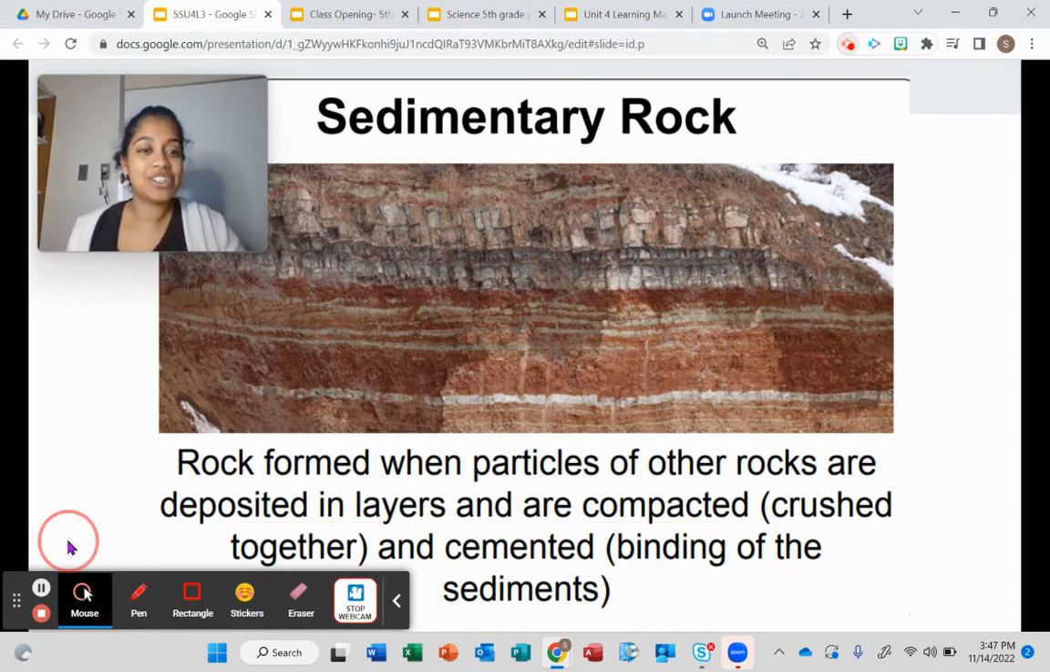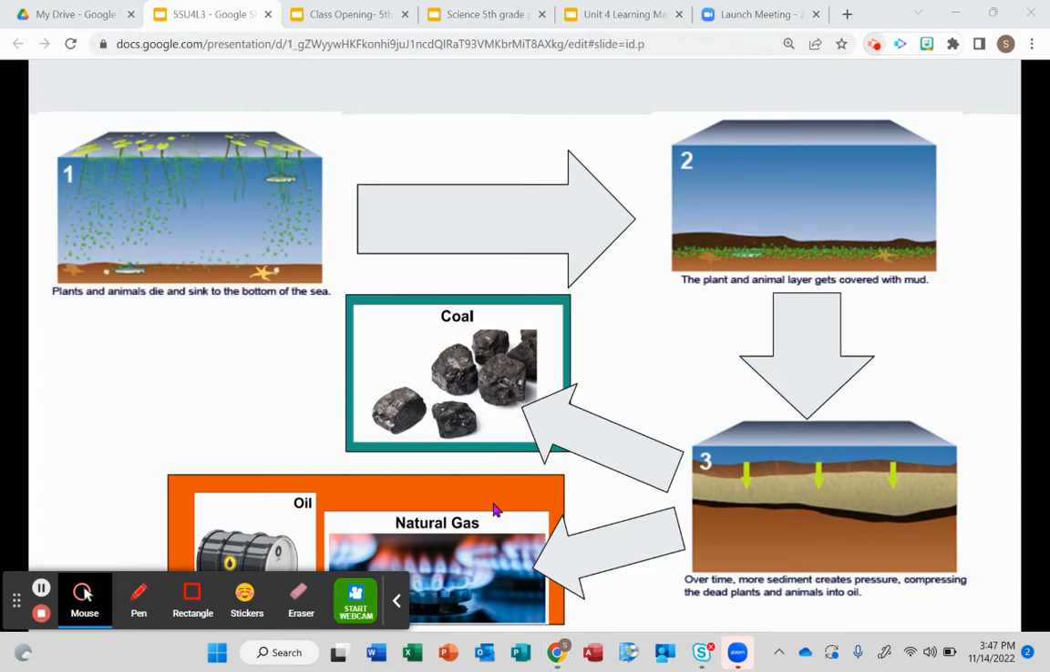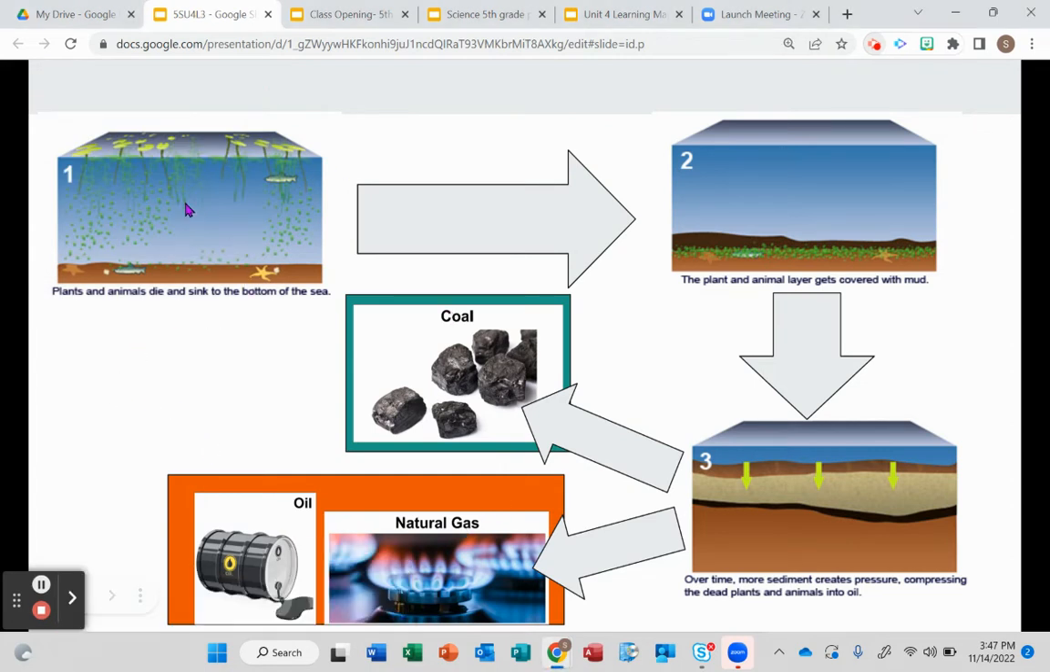All right, now let's go into our actual lesson for today. I'm going to go ahead and close out my face so you guys can see that. From last time, we went over how fossil fuels are created.